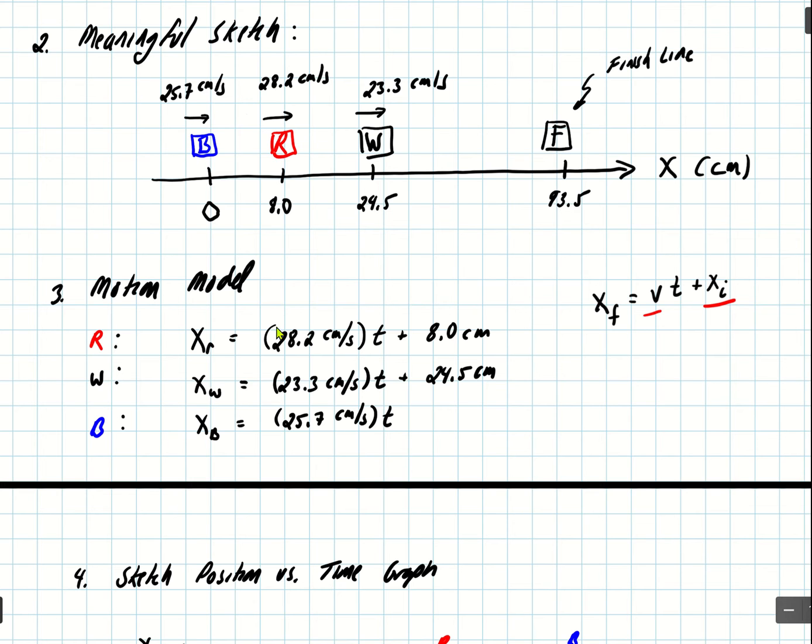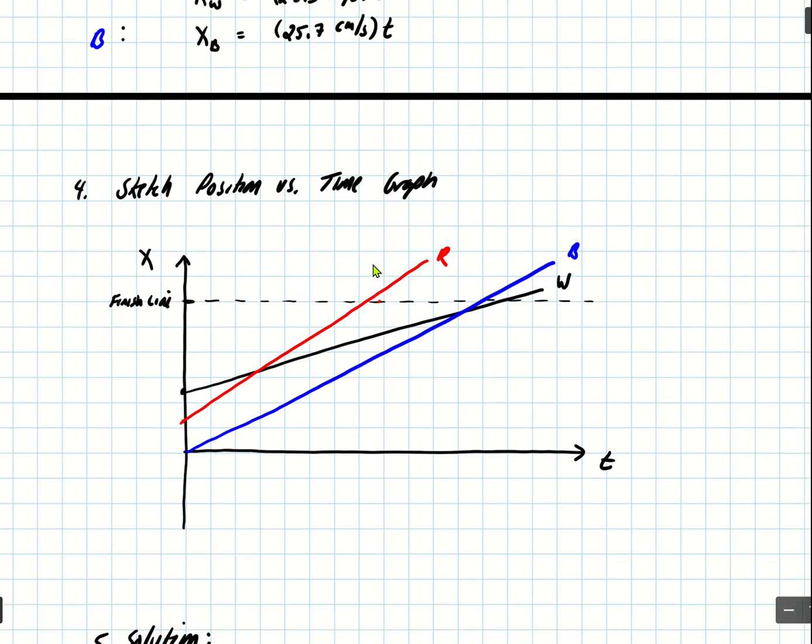Blue, do the same thing. I bring its velocity down here, include units, put it in parentheses, times t. And then, since it's at the origin, you could write plus 0 centimeters here. But if we don't see anything written here, then that's what we infer: it must be at the origin because there's no position written. That's number 3.